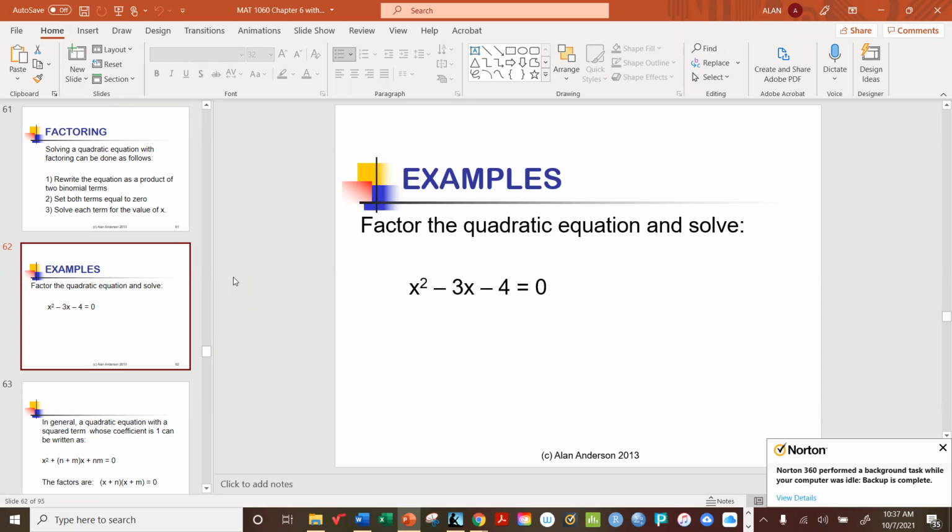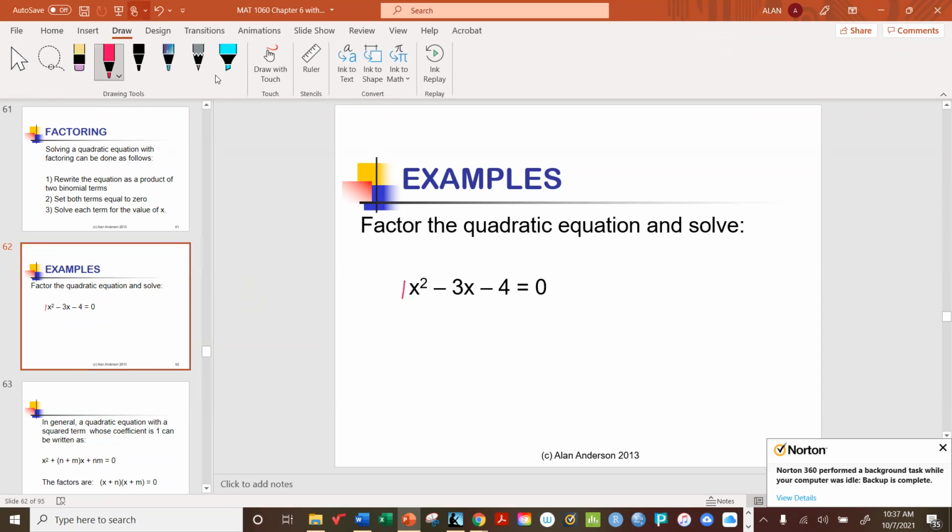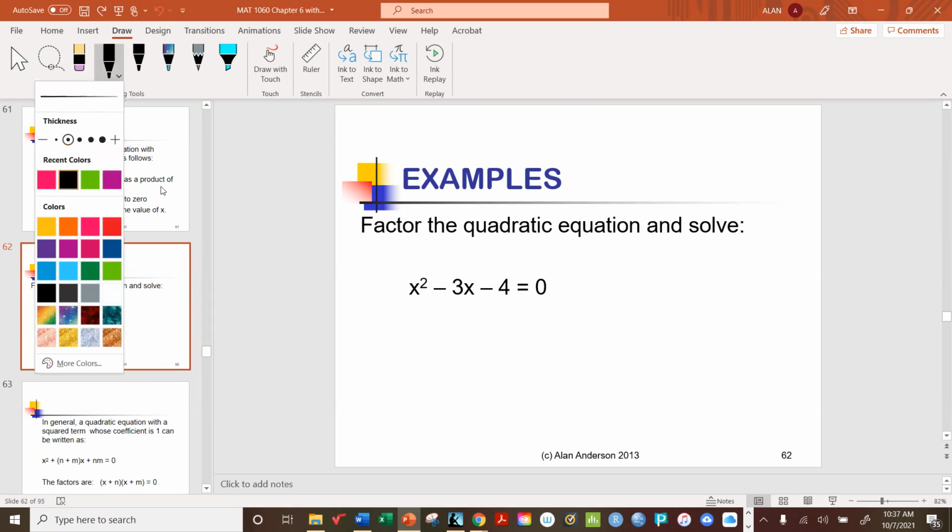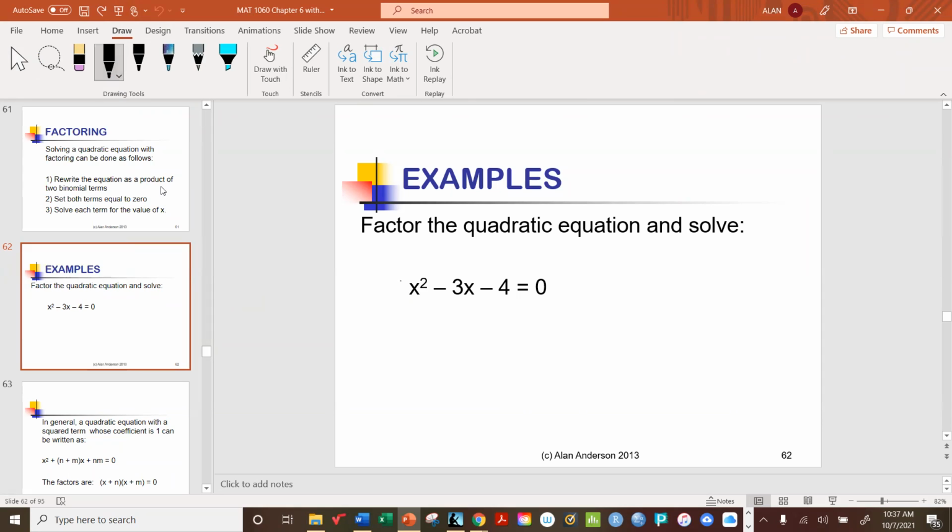Now, I did mention before that factoring is very straightforward when this term, this is A, by the way, A is 1. Oh, how did that happen? I don't mind having purple, but it doesn't show up as well on the screen, I don't think. So that's why I usually stick with black.